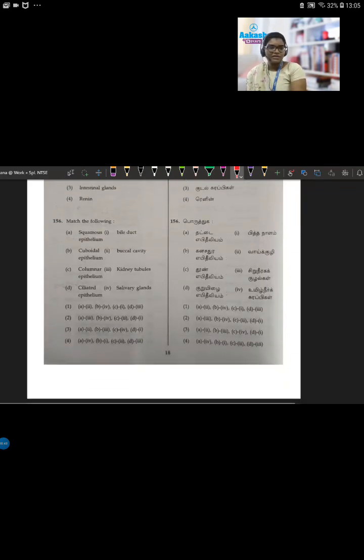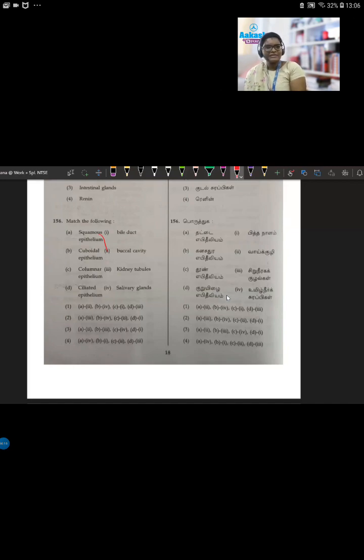Squamous epithelium is found in a very thin single layer, where it helps in filtration and movement of components. Squamous epithelium is found in the buccal cavity. Cuboidal epithelium, which is also called germinal epithelium, is found in the gonads.